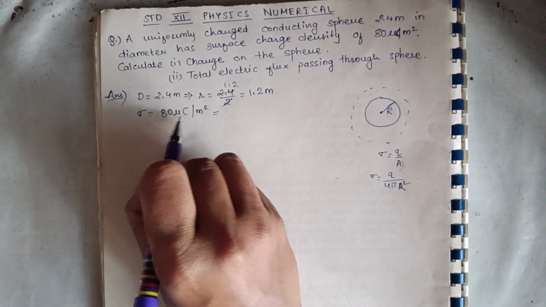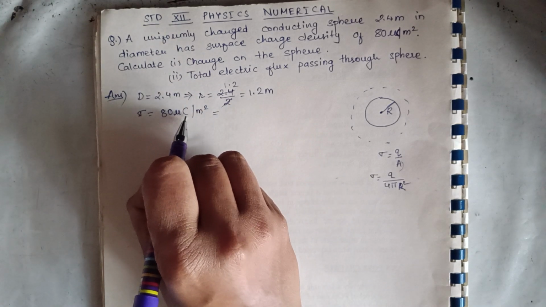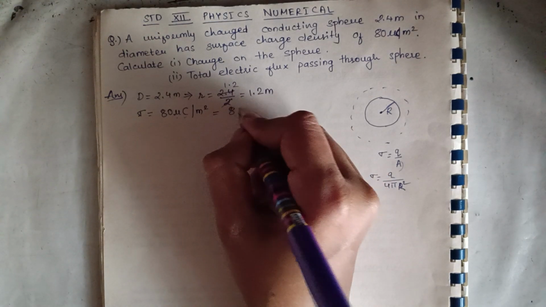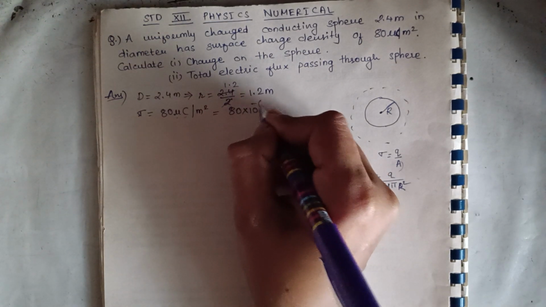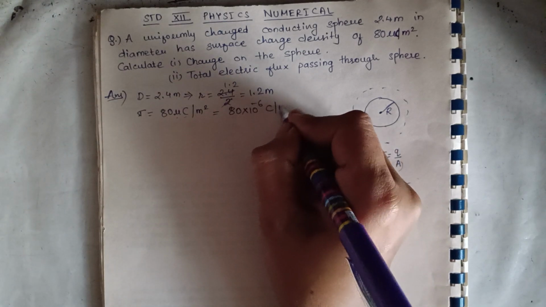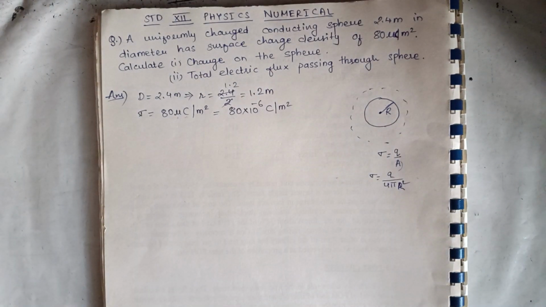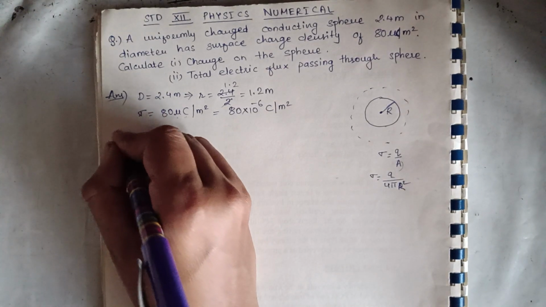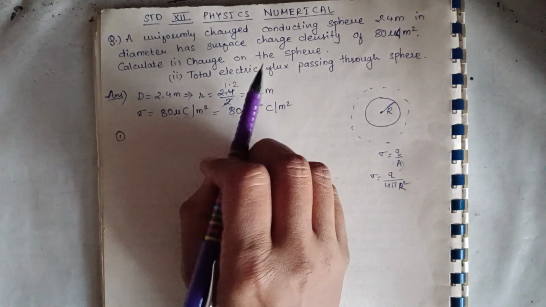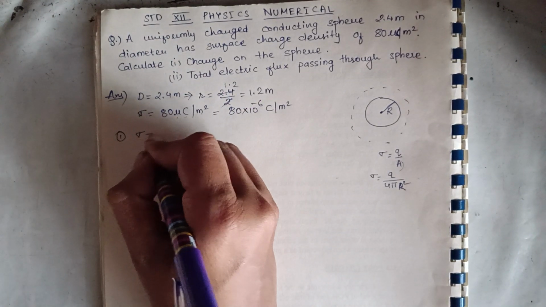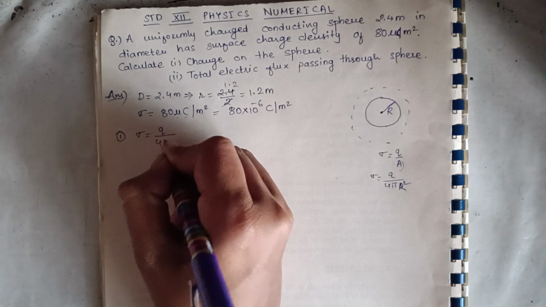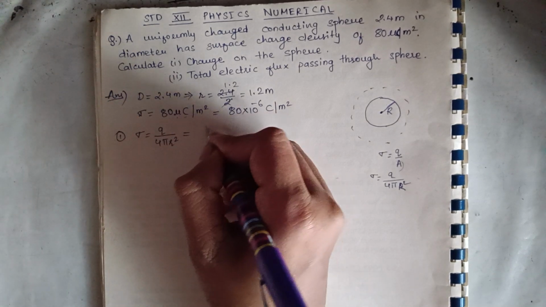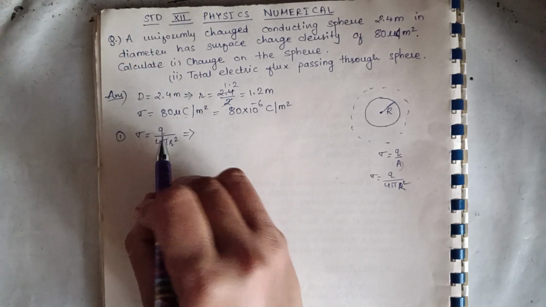This you have to change, that is we have to make it coulomb. Micro is given, so this is 80 into 10 raised to minus 6 coulomb per meter square. Okay, so let's use this formula. First we have to find the charge on the sphere. So sigma is equal to q upon 4 pi r square. Q we have to find.